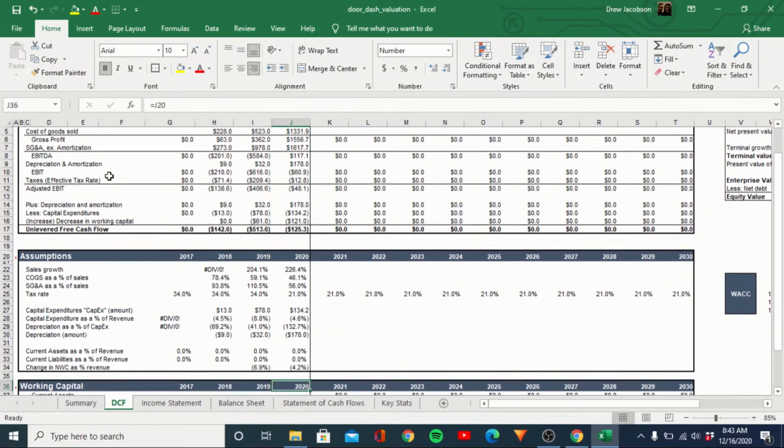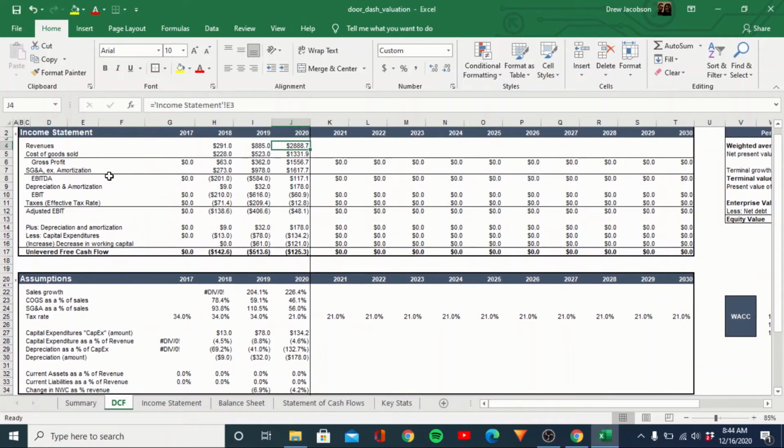But I've already copied all this over, and we're going to go ahead and just forecast out 10 years and come back to a current price and see what they're trading at based off that. So we can see historically, revenue has been growing like crazy.